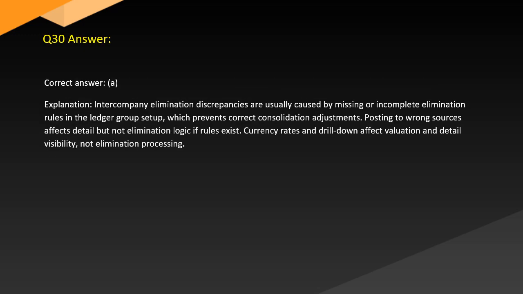Answer. Correct answer: A. Explanation. Intercompany elimination discrepancies are usually caused by missing or incomplete elimination rules in the ledger group setup, which prevents correct consolidation adjustments. Posting to wrong sources affects detail, but not elimination logic if rules exist. Currency rates and drill down affect valuation and detail visibility, not elimination processing.